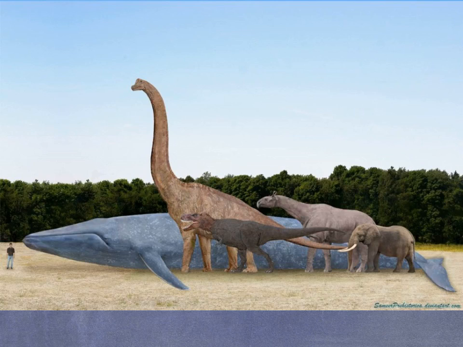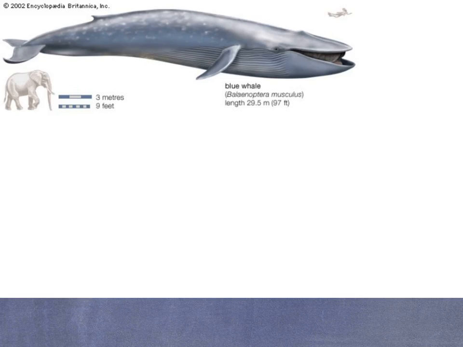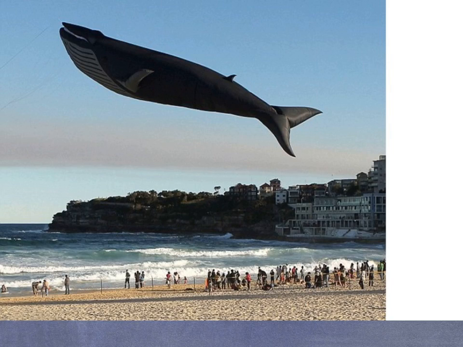Here's a picture of what a blue whale would look like compared to the size of different dinosaurs, and you've got an elephant there. It's even bigger than those. Here I am. Here's a blue whale if it could jump like those kangaroos.